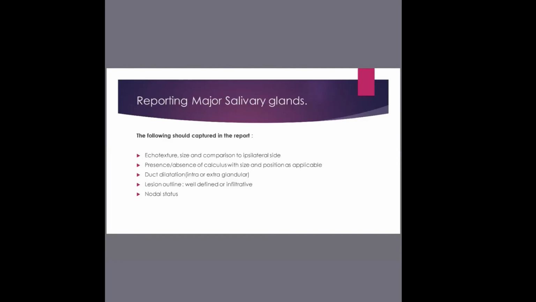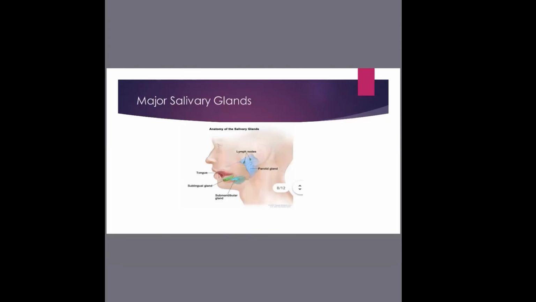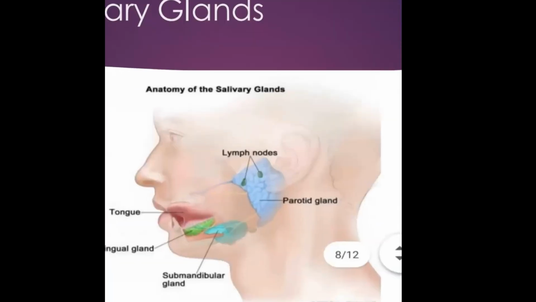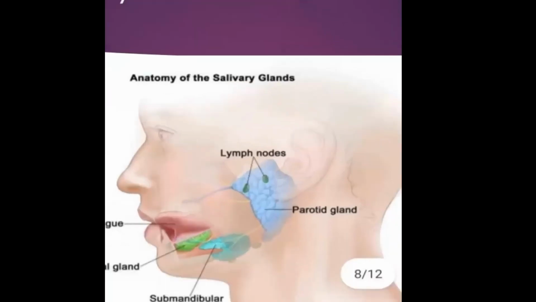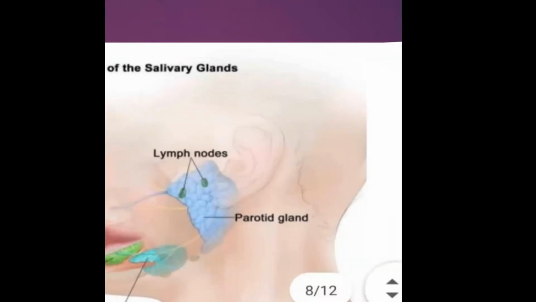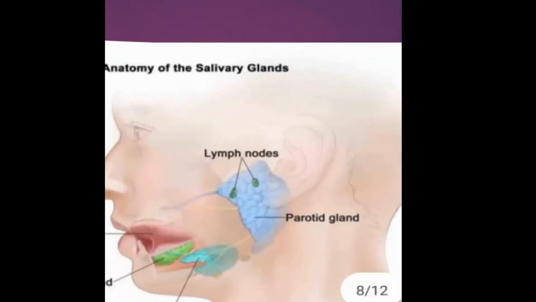And then lymph nodes. Let me just talk quickly about lymph nodes. Lymph nodes are supposed to have a bean shape. When you see a bean shape, oval, with a central echogenic area, which is the fatty hilum. And normal lymph nodes should be what? Less than 10 millimeters. This is for ultrasound of the neck. Normal lymph nodes are usually less than 10 millimeters.